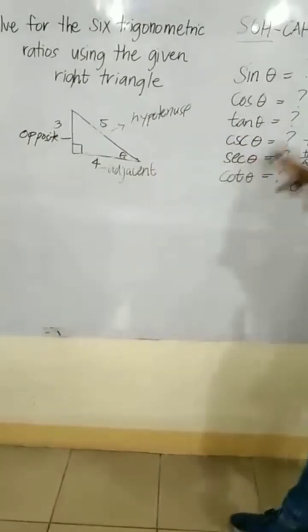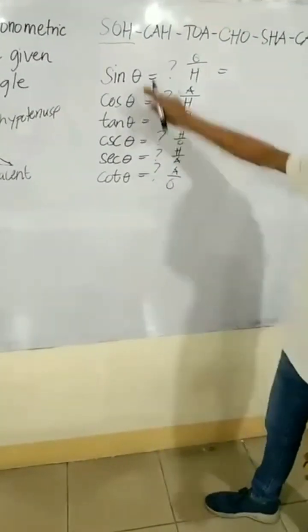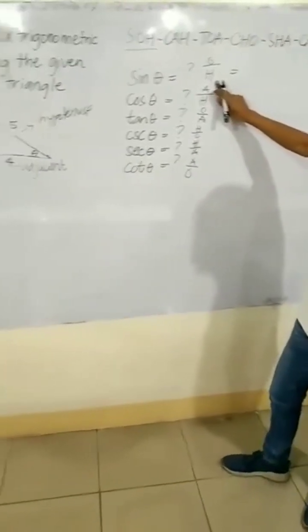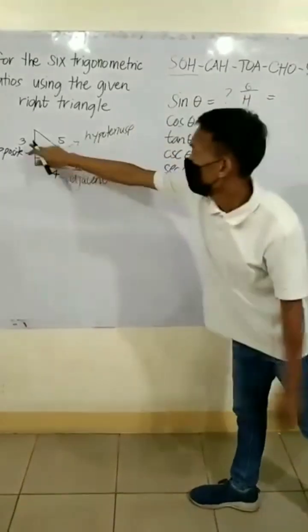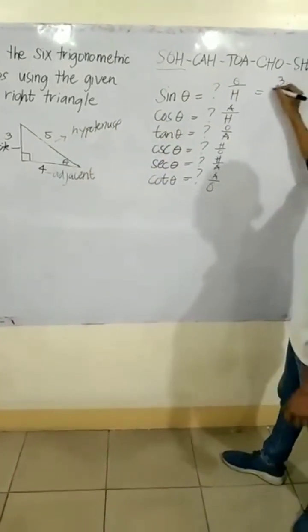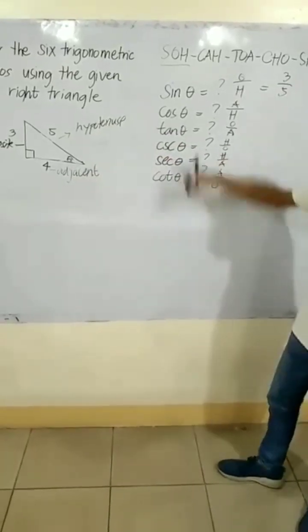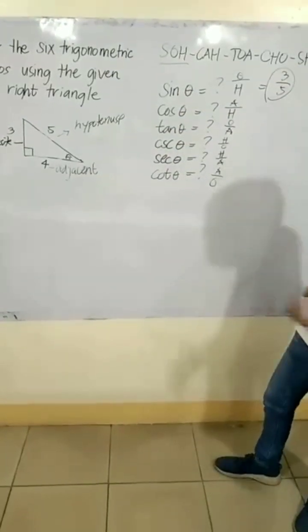Now, for us to solve for the 6 trigonometric ratios, which is actually easy, we just have to substitute the given values to these ratios. So for sine theta, that is opposite over hypotenuse, the value for opposite is 3. And the value of hypotenuse is 5. So therefore, sine theta is 3/5.